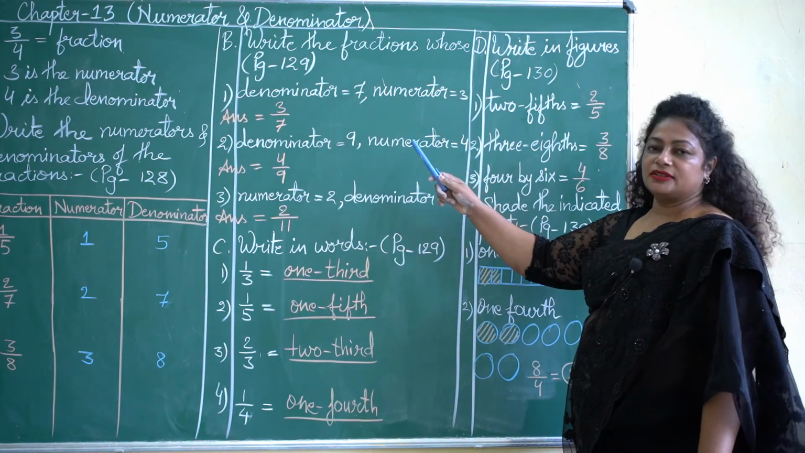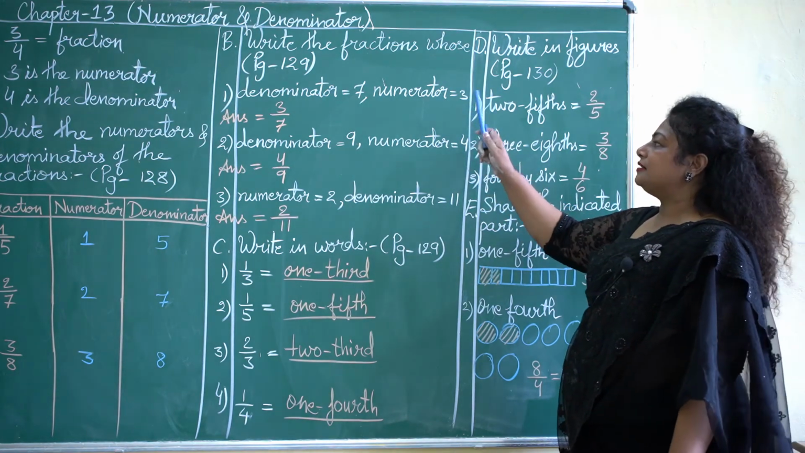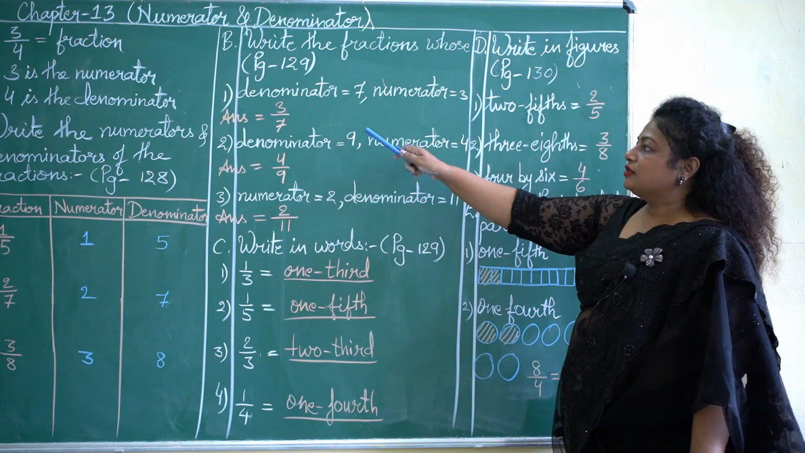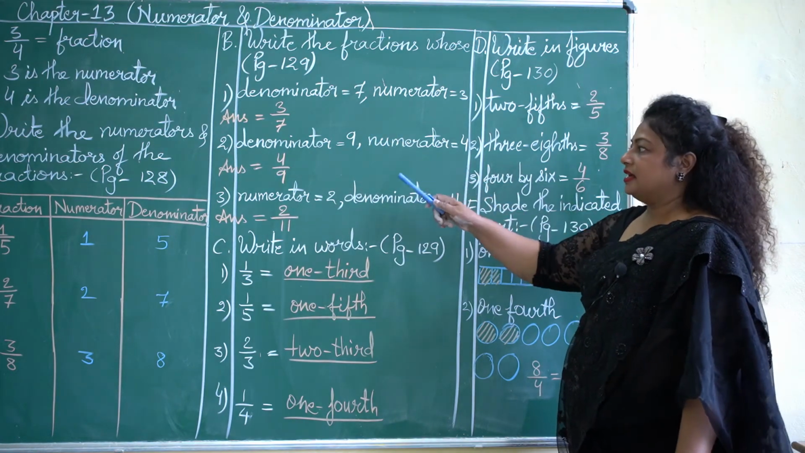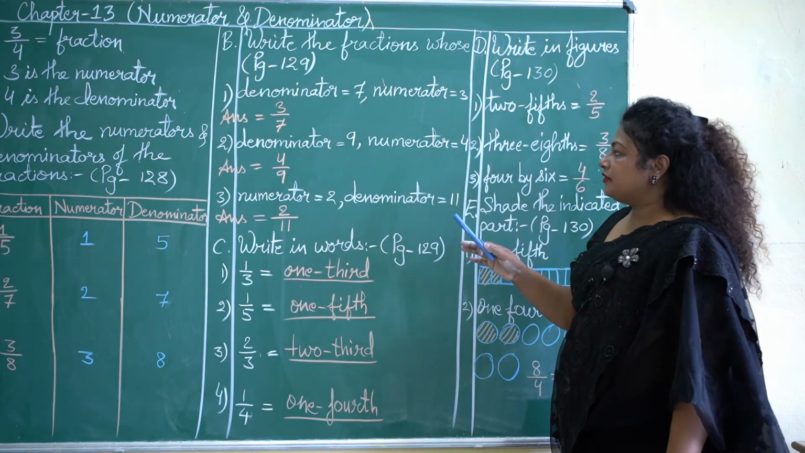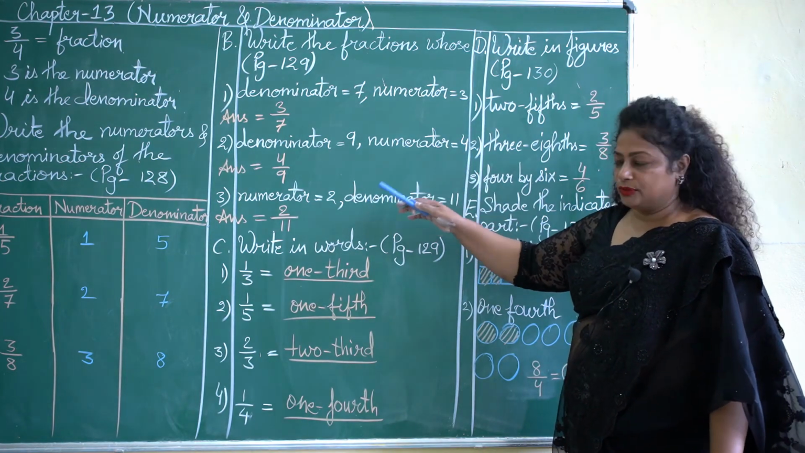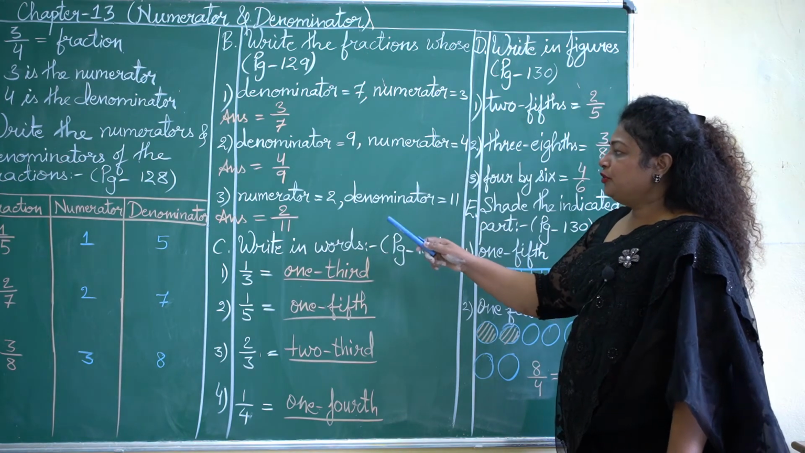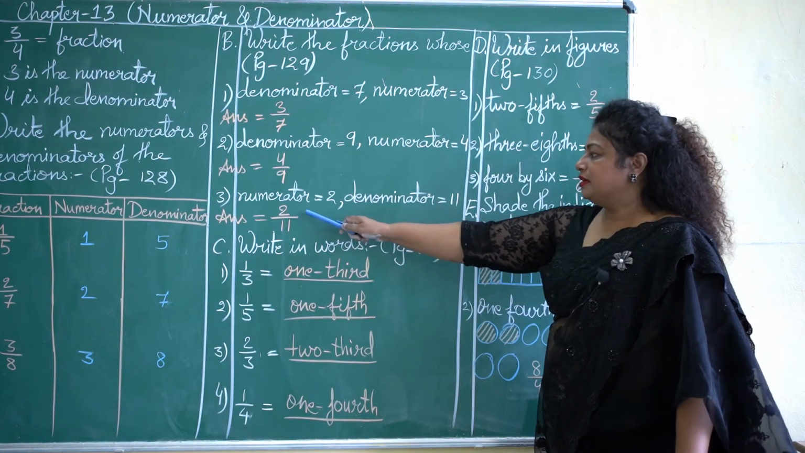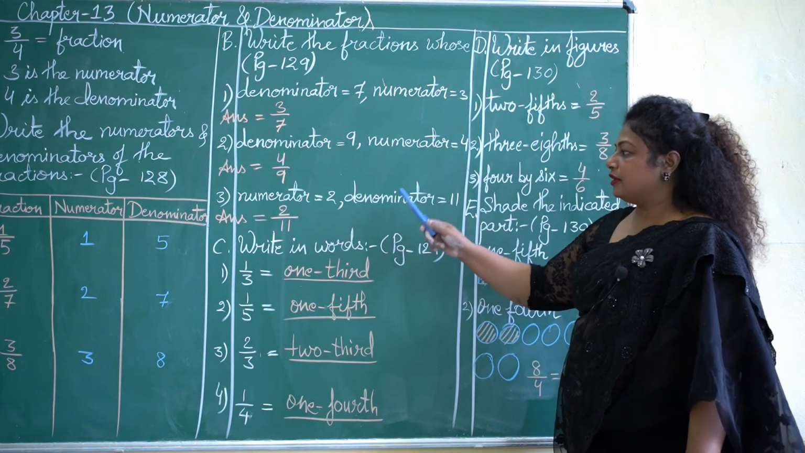See, in the first question it is written denominator is 7 and numerator is 3. Since you all know the numerator is written above the line, so 3 will be written above the line and 7 will be written below the line. So the fraction we got is 3 by 7. Next, denominator is given as 9 and numerator is given as 4. So the fraction we got is 4 by 9 because the numerator is written above the line and the denominator is written below the line. Next, numerator is equal to 2 and denominator is equal to 11. So the numerator is written above the line and the denominator is written below the line. So the fraction we got is 2 by 11.